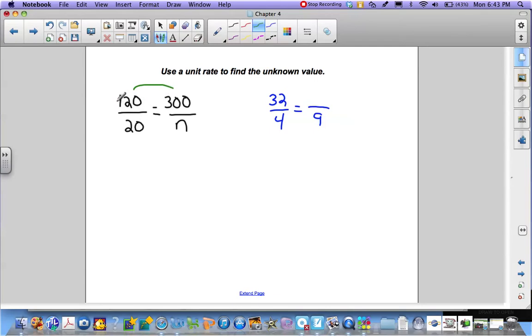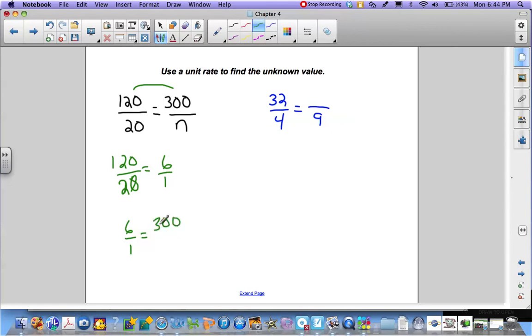So I'm going to take this 120 to 20, and I'm going to write it as a unit rate. Okay, 120 to 20, and I want to have a denominator of 1. 20 divided by 20 is 1. 120 divided by 20 is 6. So I've written an equivalent fraction with 1 as a denominator. That's the unit rate. Now I'm going to take that unit rate and solve for n.